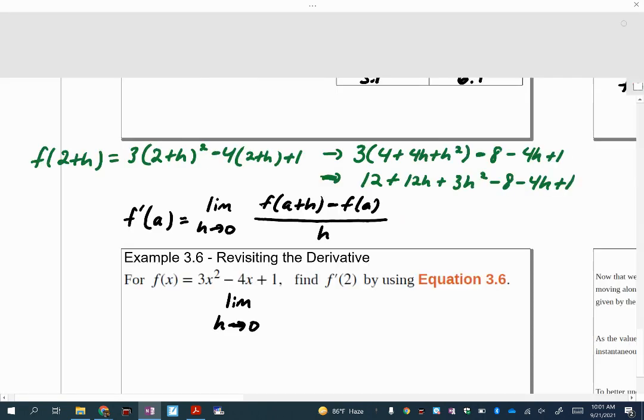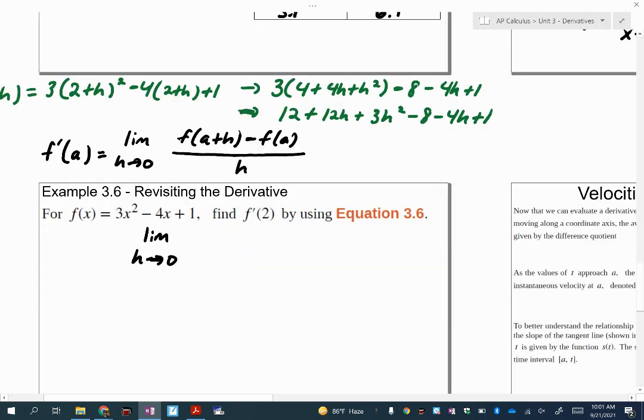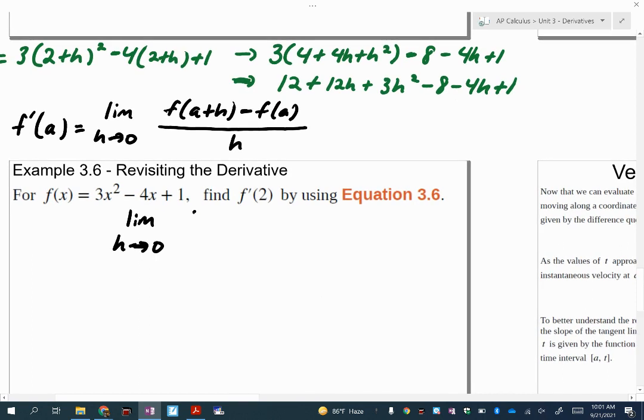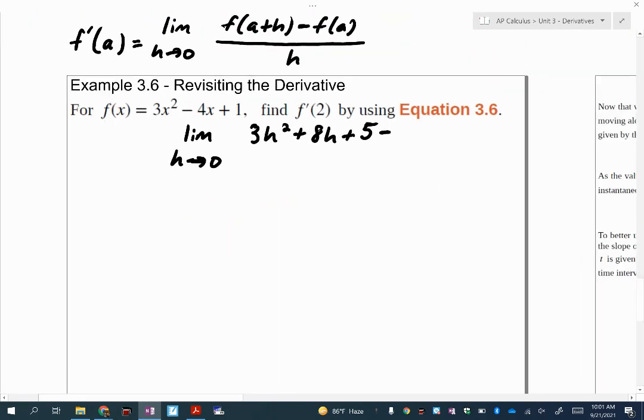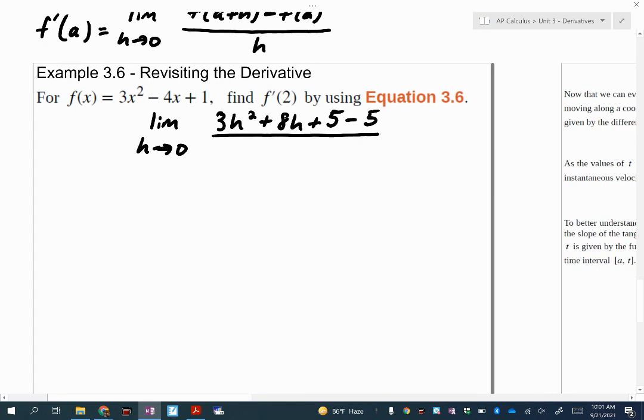Okay, now I'm going to combine some like terms here. So I'm going to write down 3h squared. 12h minus 4h is 8h. Then I have 12 minus 8, which is 4. 4 plus 1 is 5. Don't forget to write your minus number that we got when we plugged it in, which was 5. f of 2 is 5 because we did that before, all over h. So the 5s are going to become 0. So the limit as h approaches 0 of 3h squared plus 8h over h.